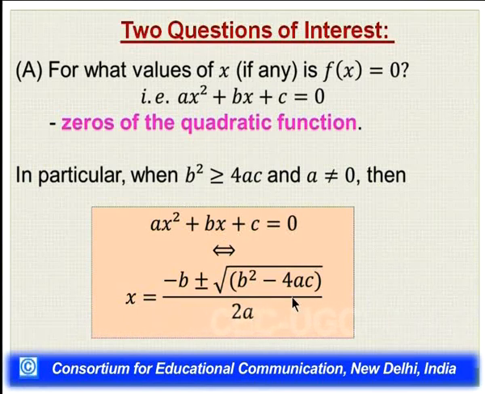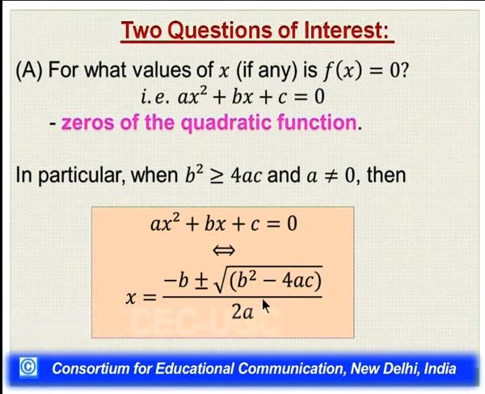Okay, so the point here is that we can have two possibilities. If b square is strictly greater than 4ac, then our quadratic equation will have two distinct real roots, which would be given by minus b plus square root of the discriminant divided by 2a and minus b minus square root of the discriminant divided by 2a.